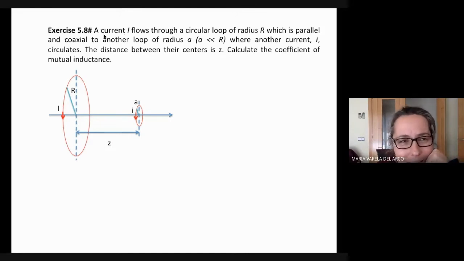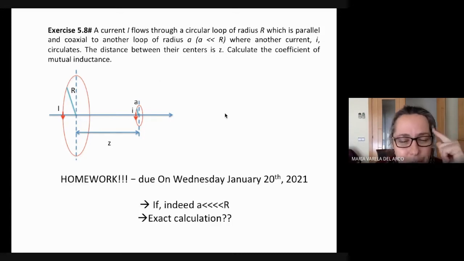Exercise 8 says a current intensity I flows through a circular loop of radius R, this one, capital R, which is parallel to and coaxial with another loop of radius a, but a is super tiny when compared to R. And there is another intensity circulating through the small loop, just this little i, and the distance between them is known. It's c. Calculate the coefficient of mutual induction between both of them. All right? So this is going to be your homework due next Wednesday, January 20th.